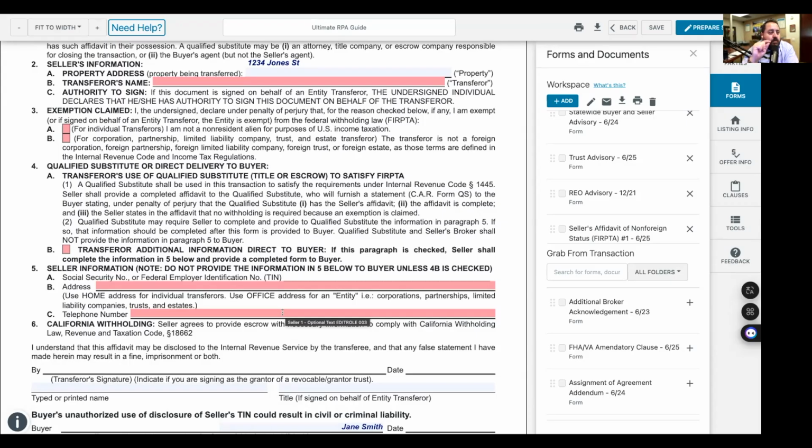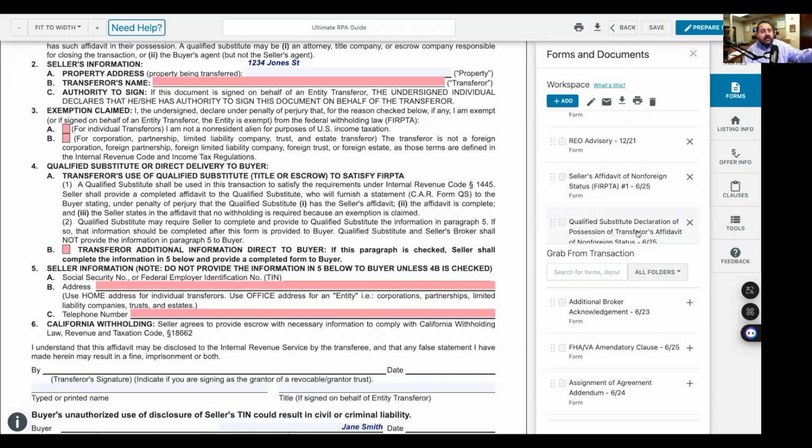Okay. So because sellers were hesitant to give buyers their social security number, and nobody can argue with anybody being hesitant about that, they were giving this form, the FERPTA form, not fully executed. It was missing the social security number. So all these buyers had FERPTAs that were incomplete, and if there was an issue, they weren't going to be protected.